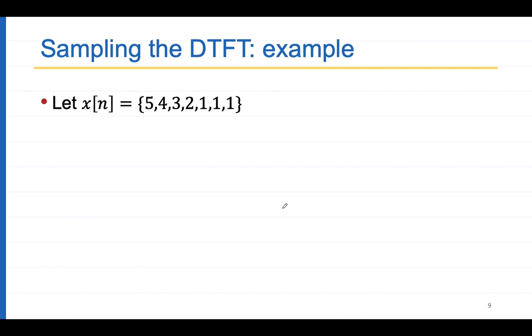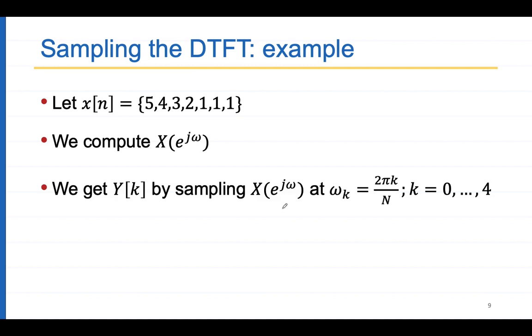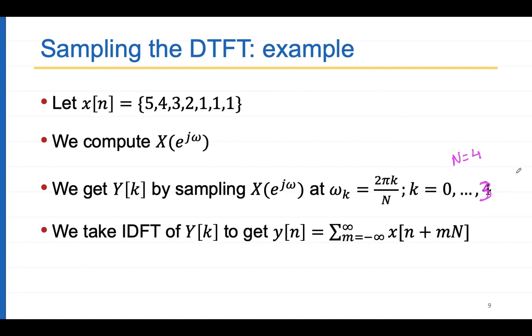This is a sequence of length 7. Now we compute x e to the power j omega, no problem. This is very simple. Now we get yk by sampling x e to the power j omega at omega k at these intervals, which means basically my capital N is how much? 4. I think it should be 3. I take my capital N to be 4 and this is what I obtain. Now, if we take inverse DFT of yk to get yn, then what do we obtain? We have just derived that it will look something like this, x of n plus m capital N, right?